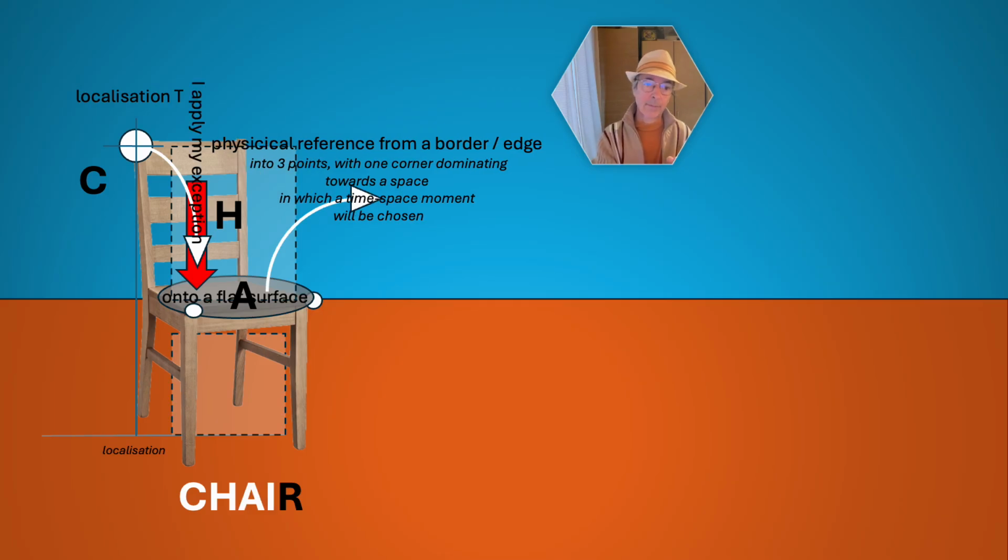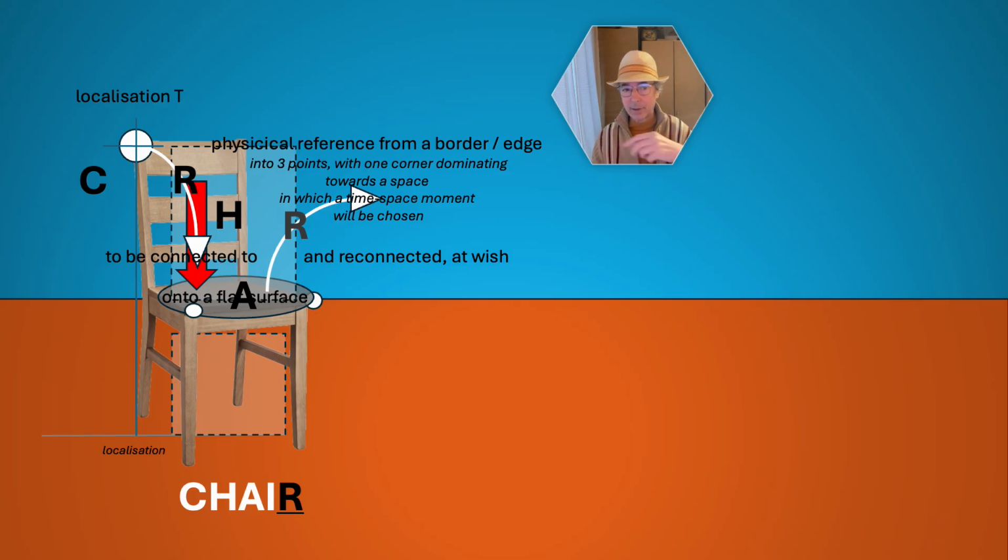The place is also described in A plus E. A is a surface in space onto a physical plane, let's say. So it's of course into that space. It's very clear where it fits to, and that will be connected via R, and also reconnected at wish. So also in this time-space context, I will connect to it. I connect to that point or that plane where I will sit upon.